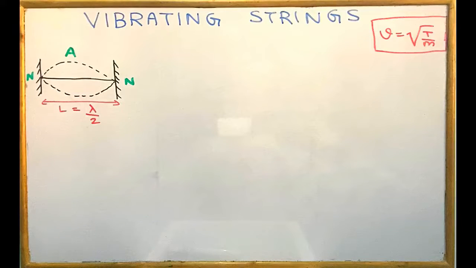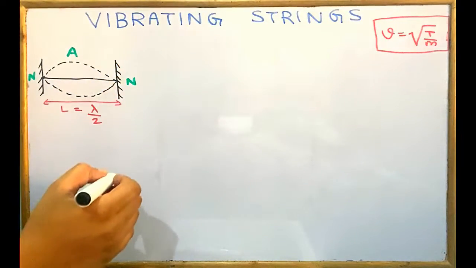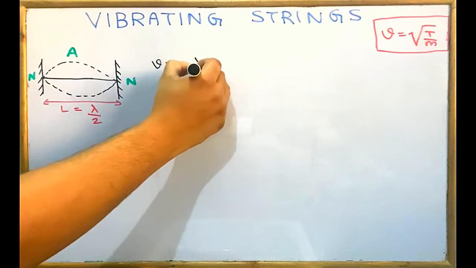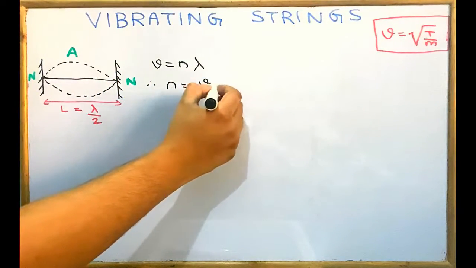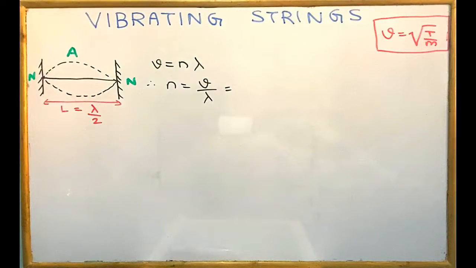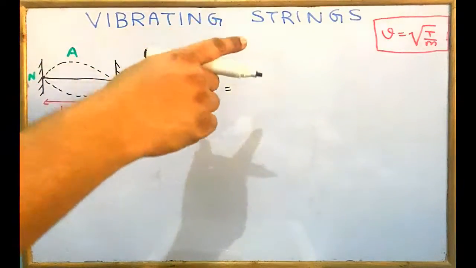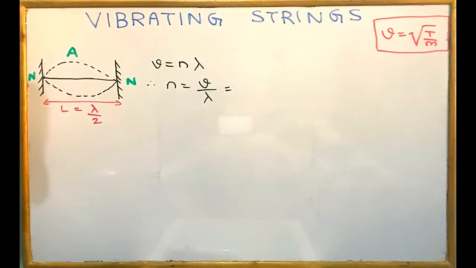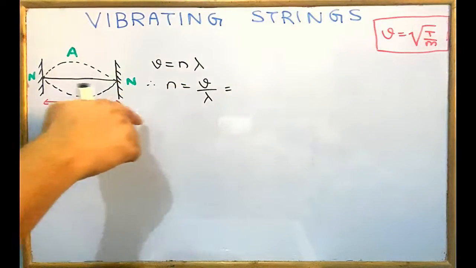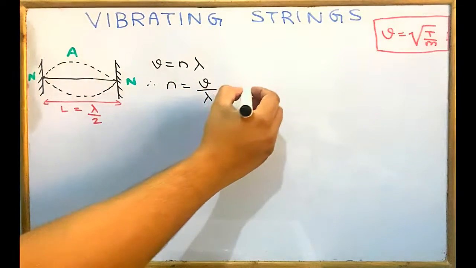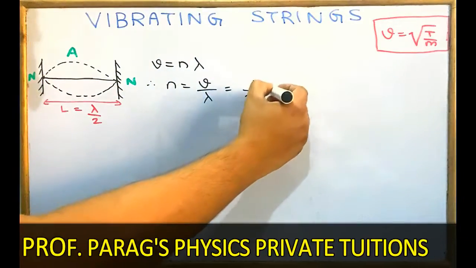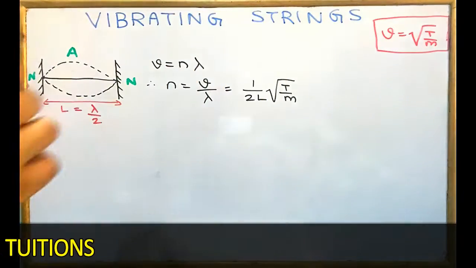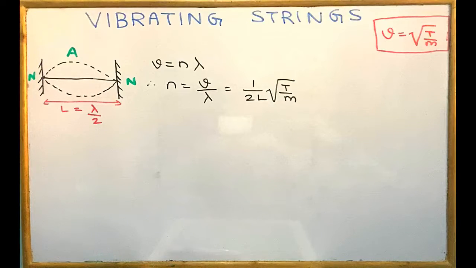Now we know the basic formula for any kind of wave is V is equal to n lambda. Let's say n here refers to the fundamental frequency of the string. So if V is equal to n lambda, n is nothing but V by lambda. Let's just substitute the formula for V, and that is an assumption, by the way. We don't derive this formula, we just take it for granted that velocity in a string is root T by m. And from the diagram lambda is nothing but 2L. So n is 1 upon 2L times the square root of T by m. This is a very important formula.